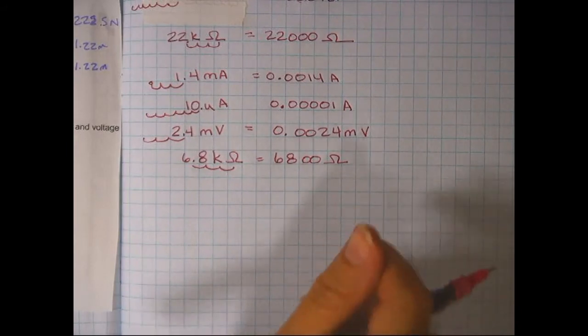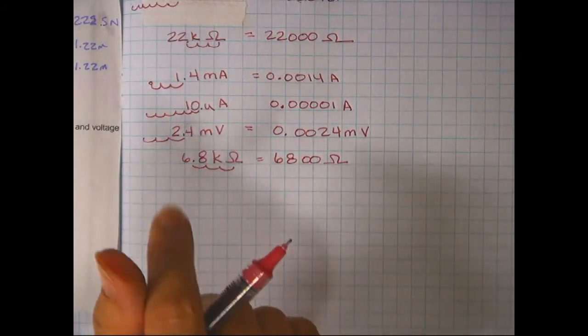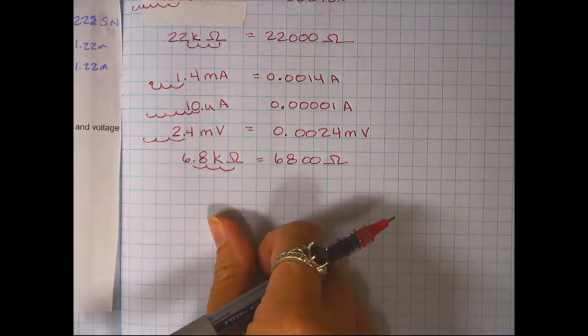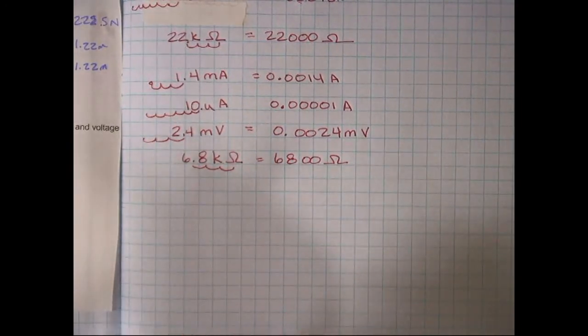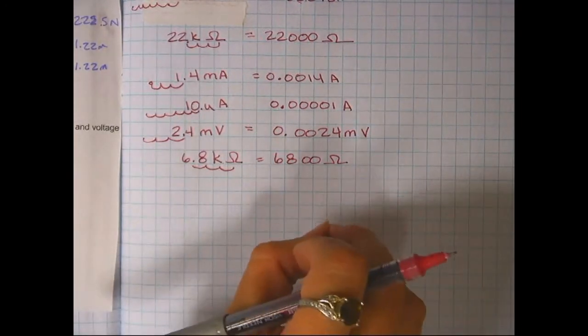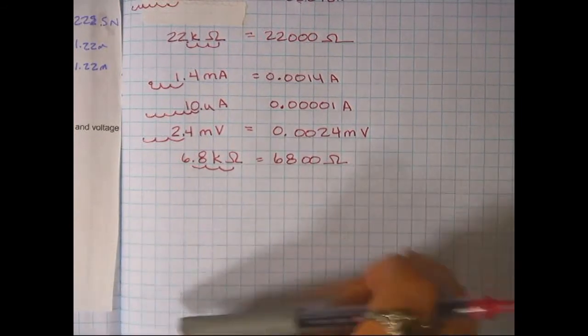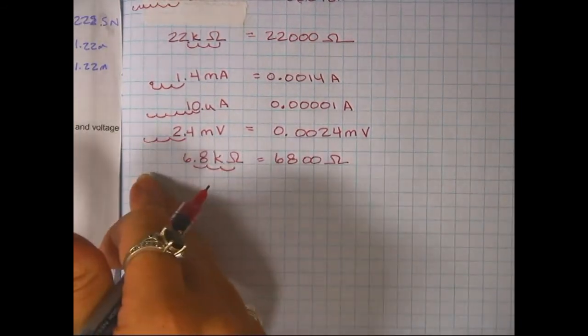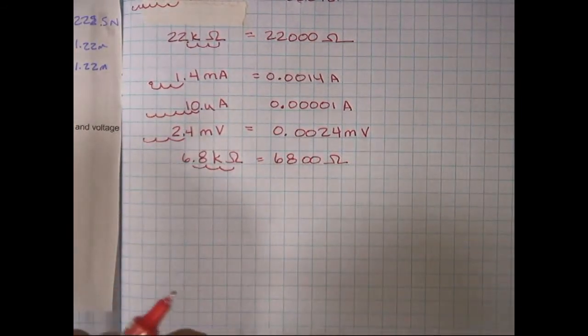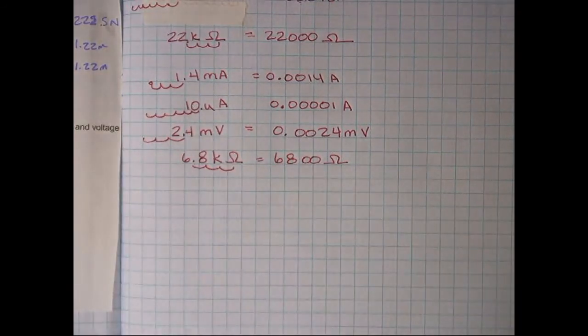Those are the conversions you need for it. You should give your answers in milli or kilo if you need to. If it's going to be more than 1,000 or less than 0.001, you should be converting over to the proper unit so that it makes the units easier to read. Okay, that's it for unit conversion.